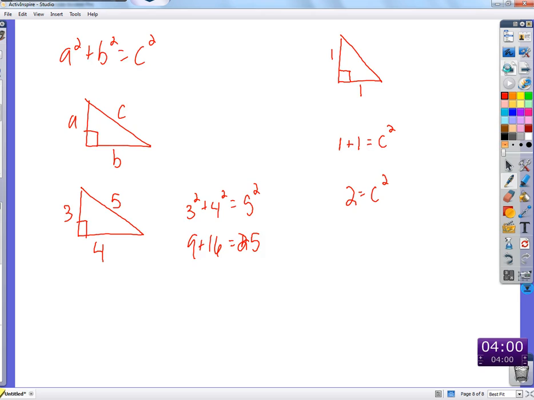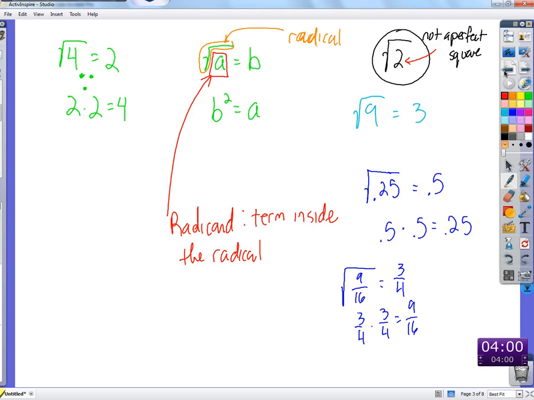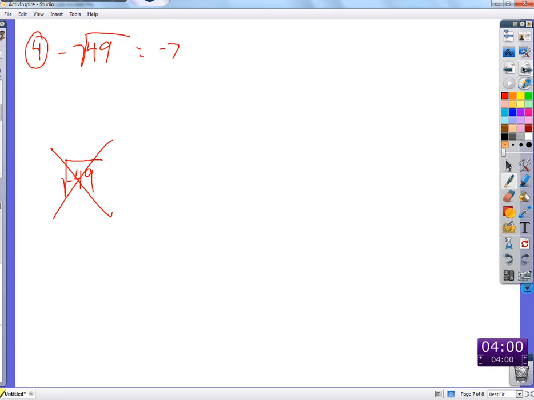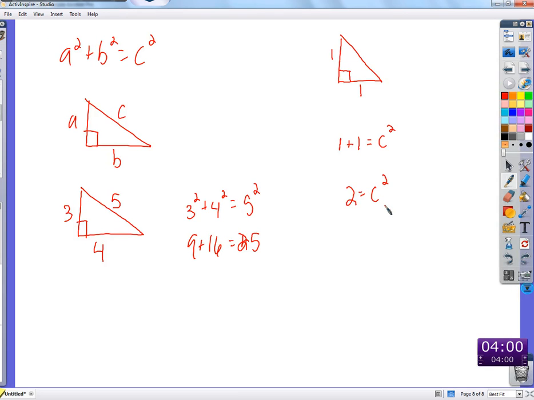We go all the way back to the definition of a square root. If B squared equals A, then what's B? It's this guy right here. That's the square root. If I can square a number and get this other number, then that number right there is the square root of that other number. So what's C? Take C, multiply it by itself, I get 2. So what do I call C in relationship to 2?